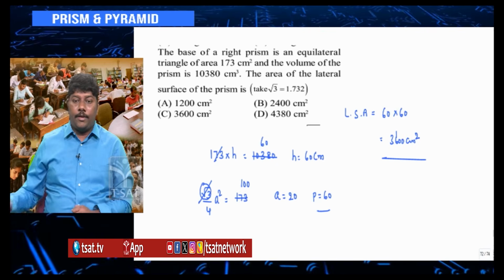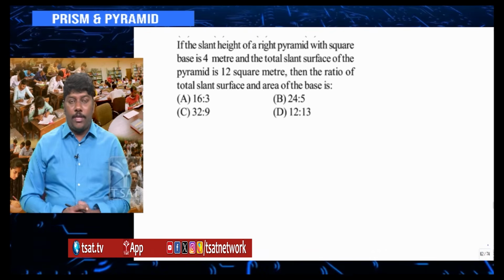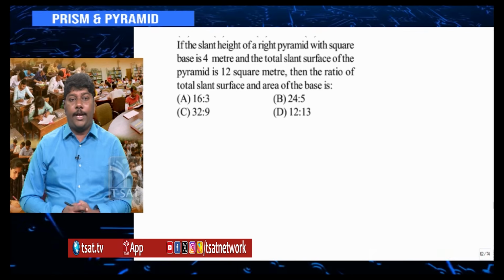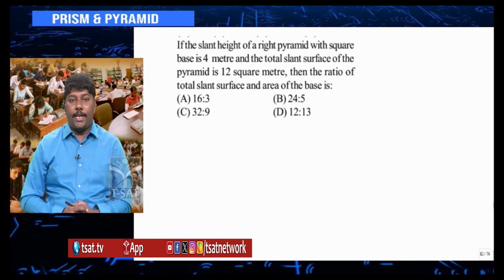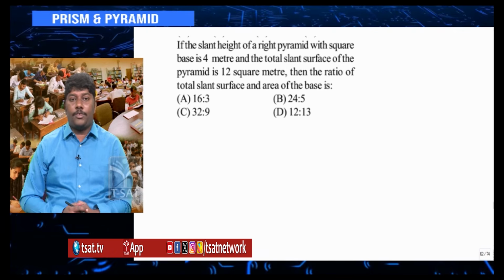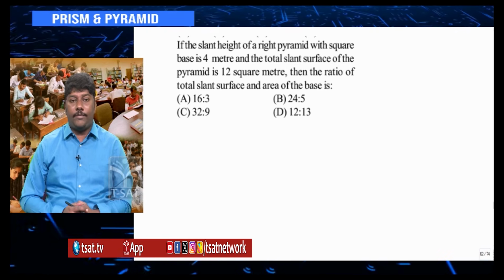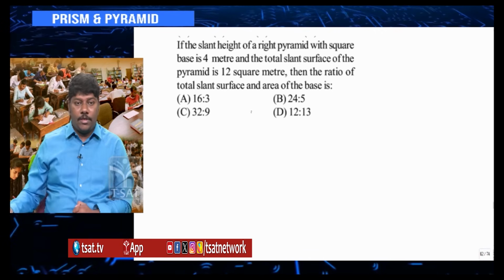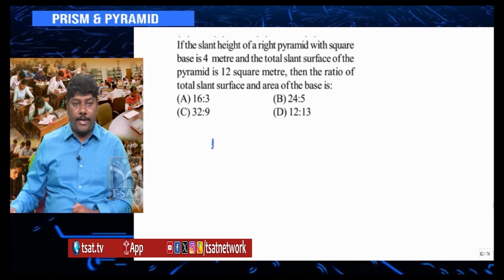Now, let us look at the questions based on pyramid. If the slant height of the right pyramid with the square base is 4 meters and the total slant surface of the pyramid is 12 square meters, then find the ratio of the total slant surface and the area of the base. Slant height of the right pyramid with the square base is 4. So, slant height is 4.